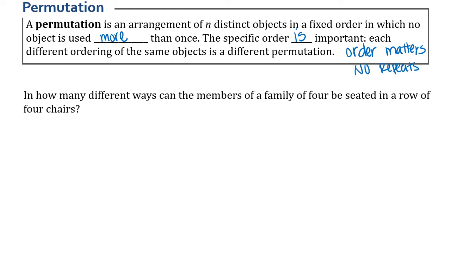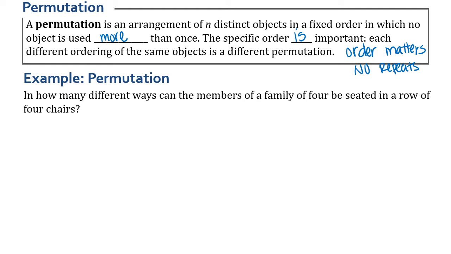So let's look at something. In how many different ways can the members of a family of 4 be seated in a row of 4 chairs? All right, so if I'm thinking about this, this is a permutation because we're looking for a fixed order, and obviously I can't repeat a person, like I can't be sitting in 2 chairs at the same time. So when we go to set this up, let's think about it.